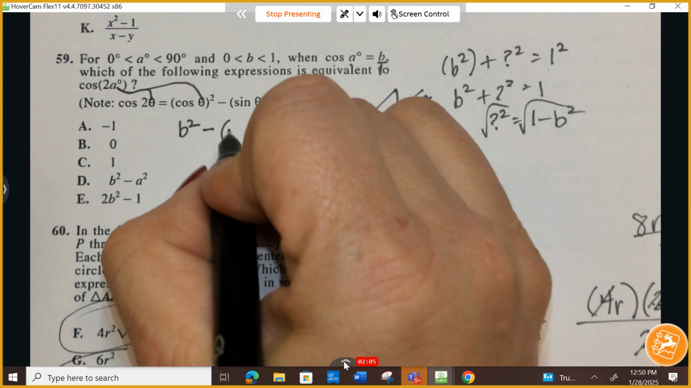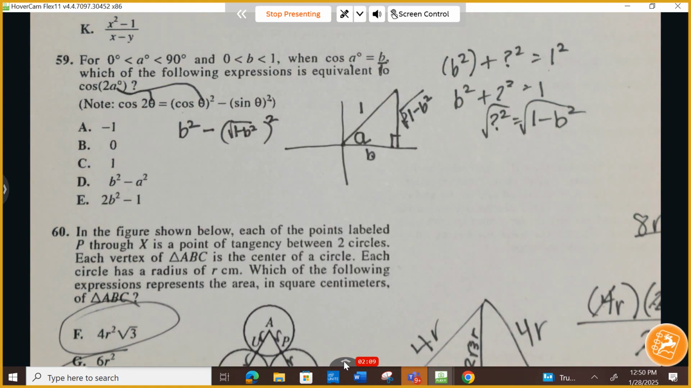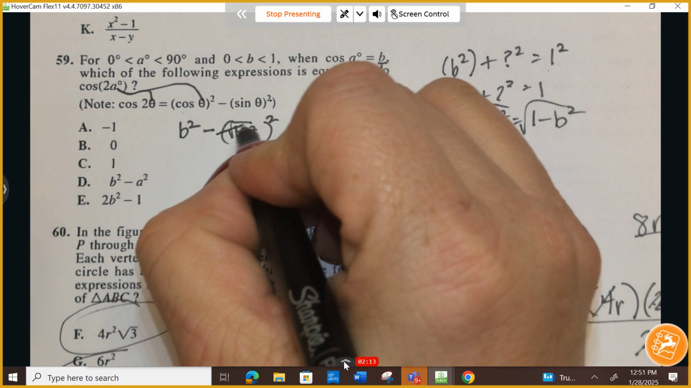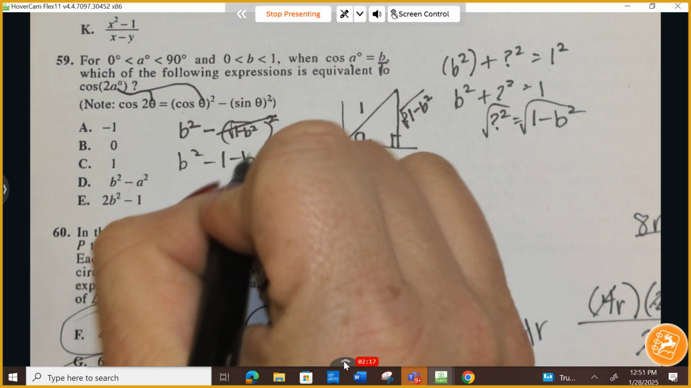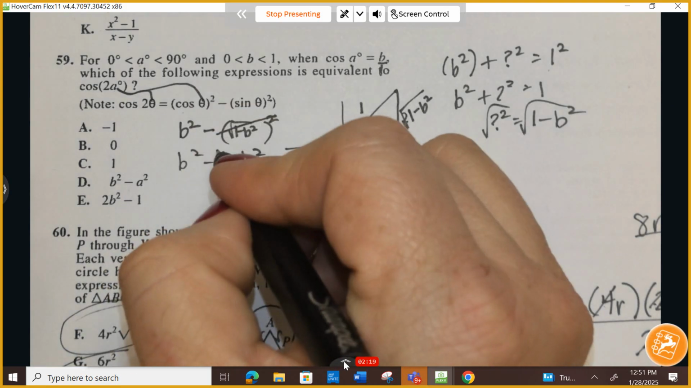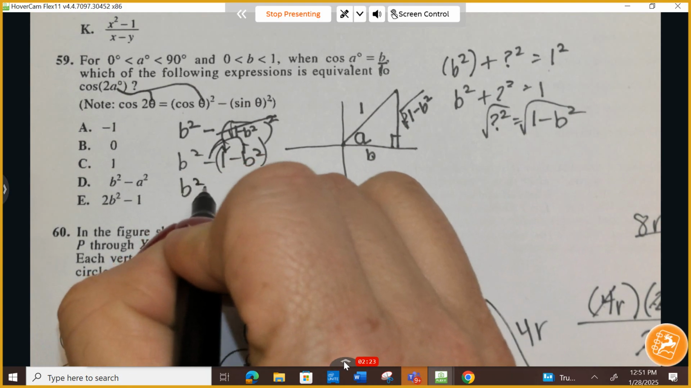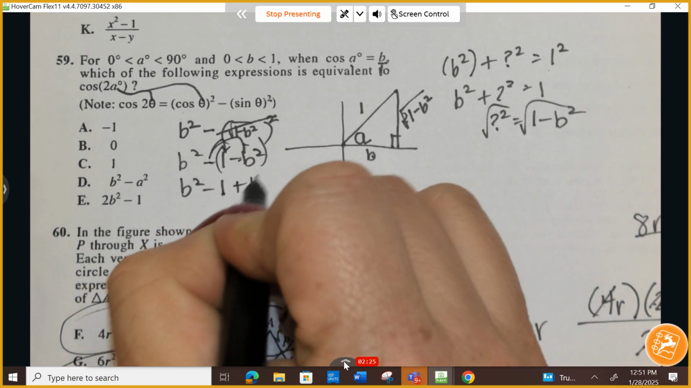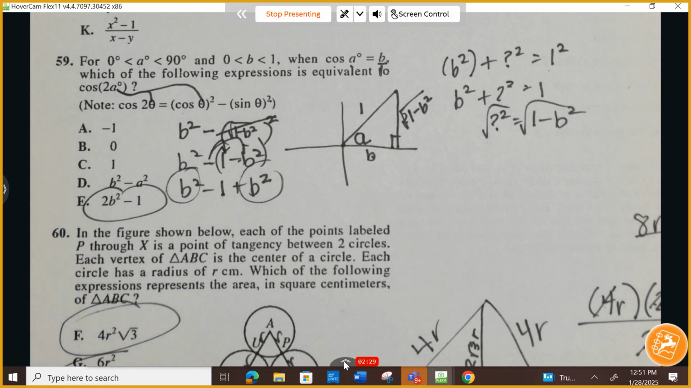And then I'm supposed to subtract the sine. Well, the sine is the square root of 1 minus B squared, but then I'm supposed to square that whole thing. Guess what happens to the square root and the square? They are going to be eliminated, right? They're going to simplify to 1. So I have B squared minus 1 minus B squared. And this negative sign has to distribute to both things inside. So B squared minus 1 and two negatives make a positive. So I have two groups of B squared minus 1. And we're done.